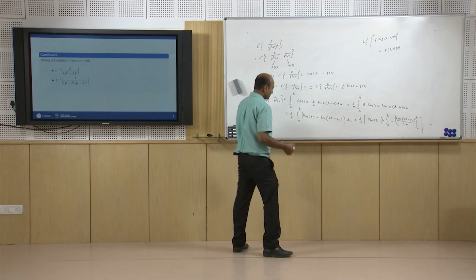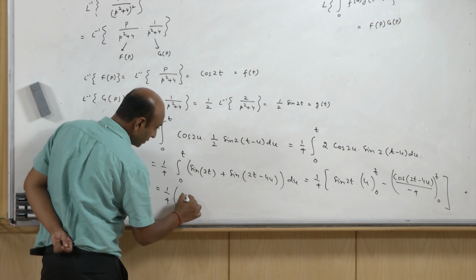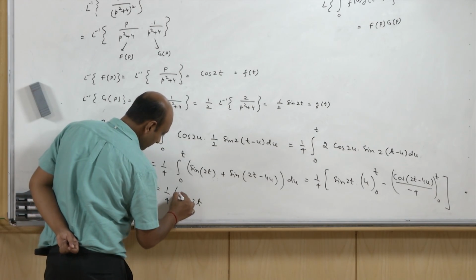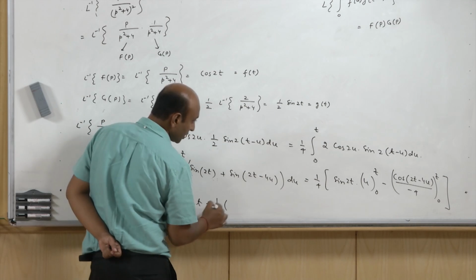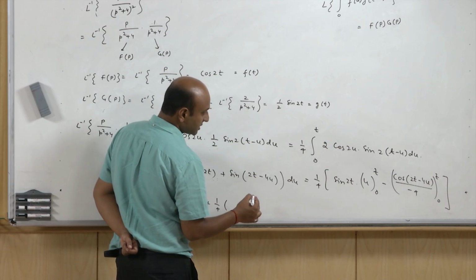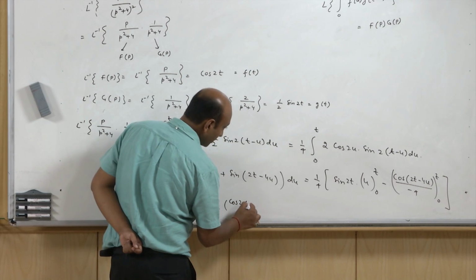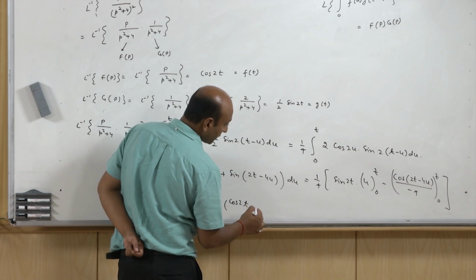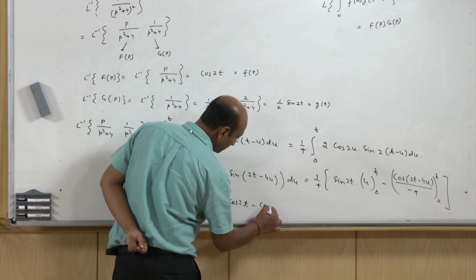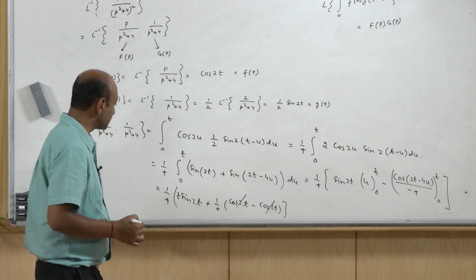So, if you simplify, we will get the final answer. The final answer will be nothing but 1 by 4 sin 2t into t, and minus minus plus 1 by 4 multiplied by, when you take u as t, cos 2t. When you take u as 0, it is minus cos 2t. So, this term will cancel out. So, this will be the final answer of this problem.